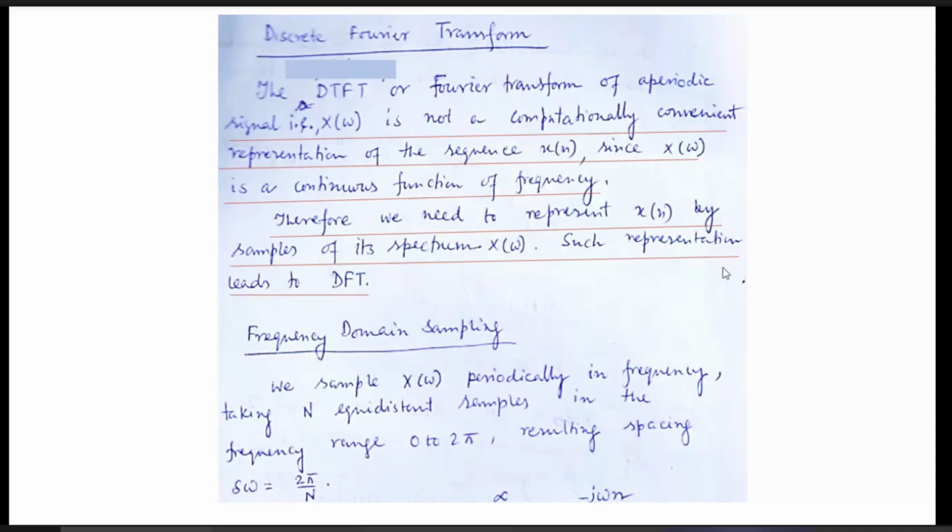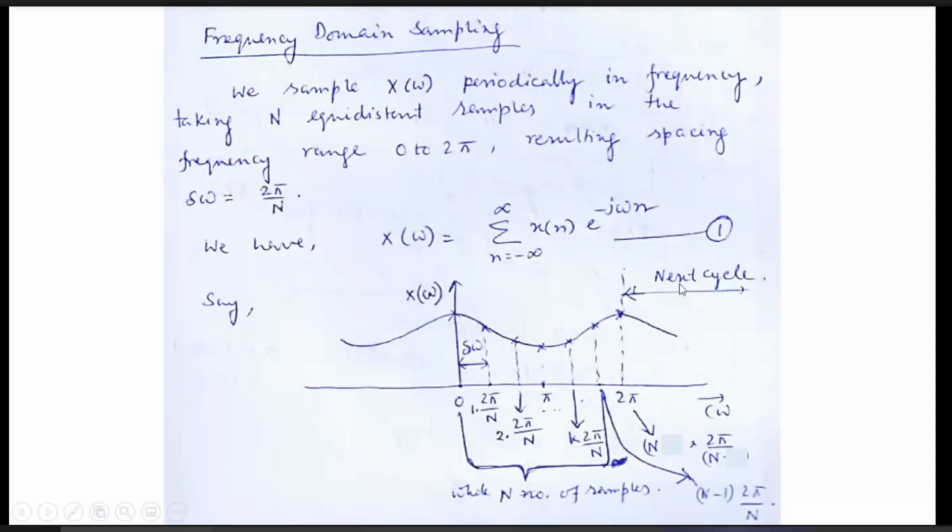Okay, it is a continuous function of frequency omega, and it repeats after frequency 2 pi. That means harmonics are present. So why not take only the samples over the range 2 pi? Then you can represent it. So let us simply represent it. You see the diagram, and it will be clear.